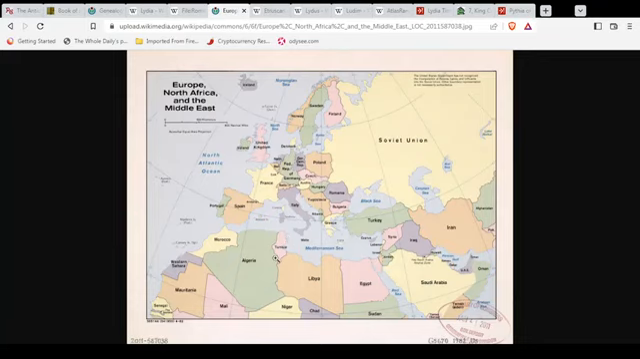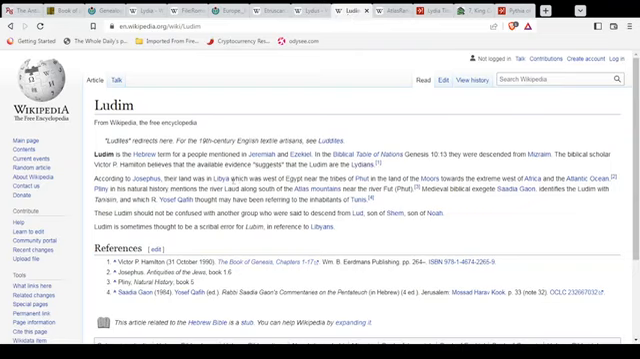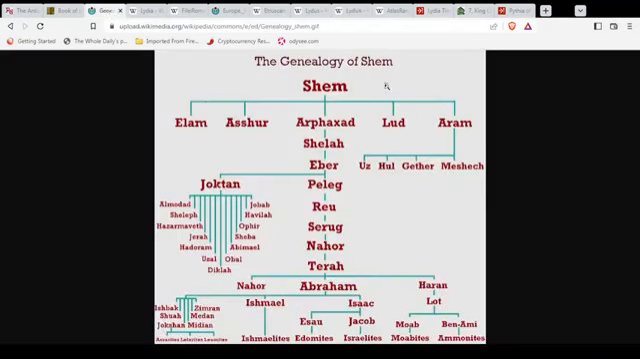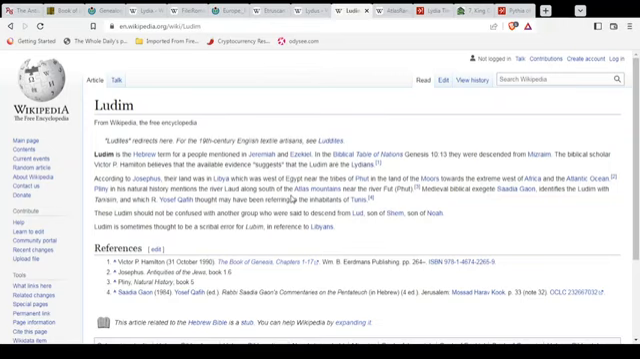Now let's see if we can find something to support that, because I saw something interesting in this. Now this is where there's a little bit of confusion, because there's a Ludim, but he's actually a descendant of Mizraim, and Mizraim is a descendant of Ham. So sometimes there's a confusion between the Ludim and the Ludites, but we mustn't confuse them. So this Ludim is a descendant of Mizraim, but we're looking at Lud, son of Shem. But there's something interesting that it says here.